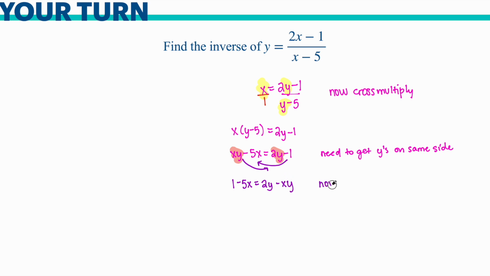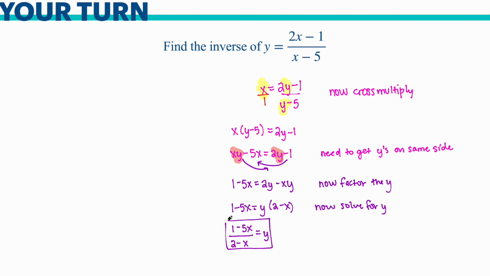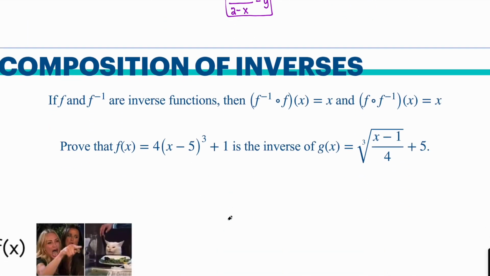Now from here, you will factor the y out, which you should always be able to do. So I'll get a y, and then when I factor the y, I'll get a 2 minus x. And now you'll solve for y. So I will be able to divide. So I'll have 1 minus 5x divided by 2 minus x, and that will get me my y.